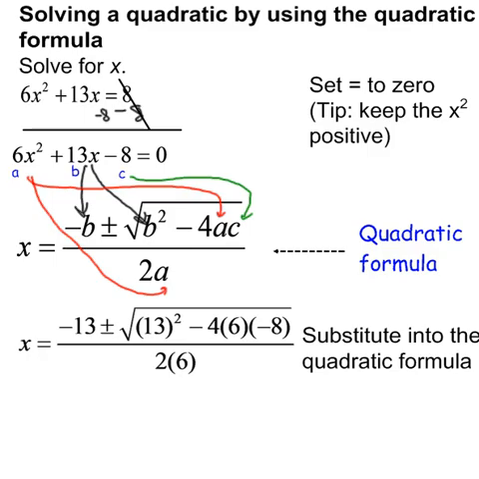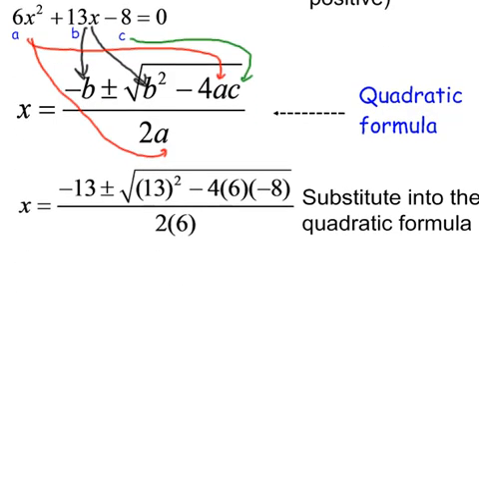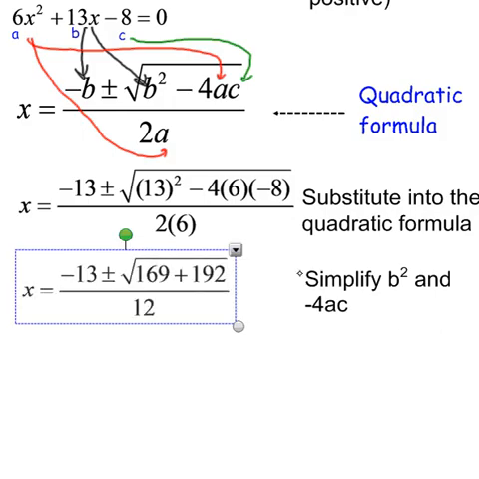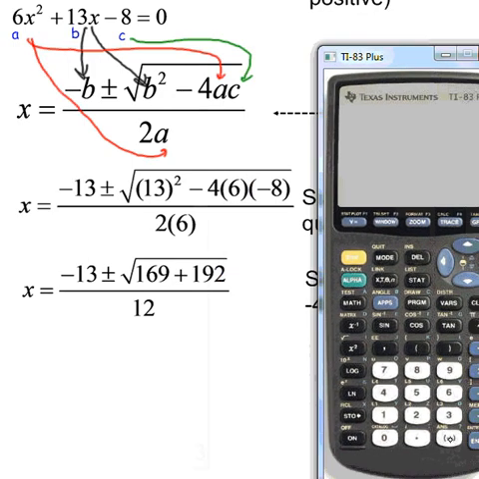Alright, now let's continue. You're going to simplify b squared and minus 4ac. So 13 squared is 169. And now we're going to simplify negative 4ac. So here's what I mean. We're going to multiply negative 4 by 6 and by negative 8, and we get positive 192. So it's going to be plus 192.